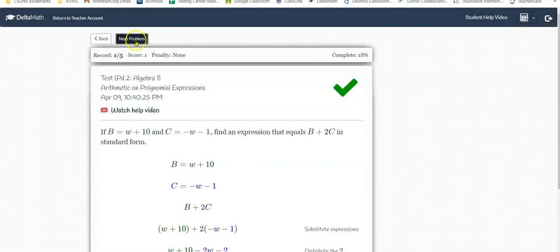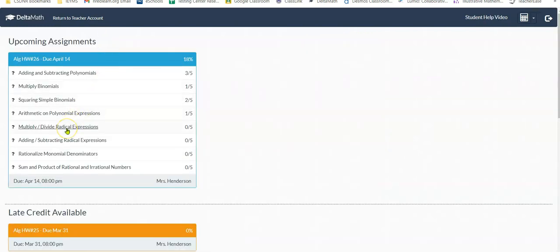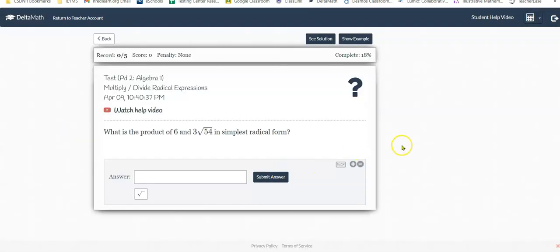So when you do the arithmetic here, make sure that you're reading carefully if you need to double a polynomial, or in this case, triple a polynomial. But you shouldn't have any troubles with this. Alright, moving on to multiplying and dividing radical expressions.